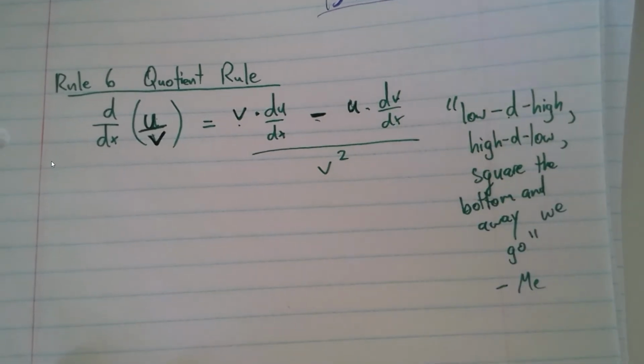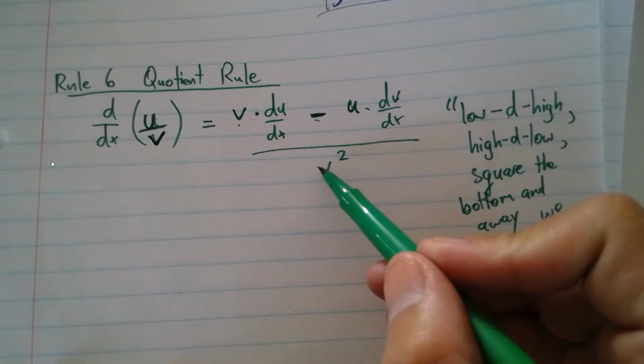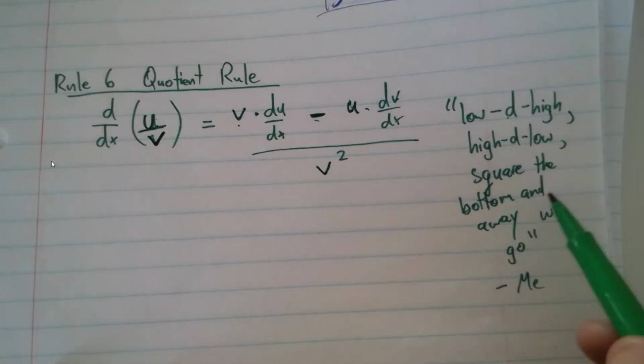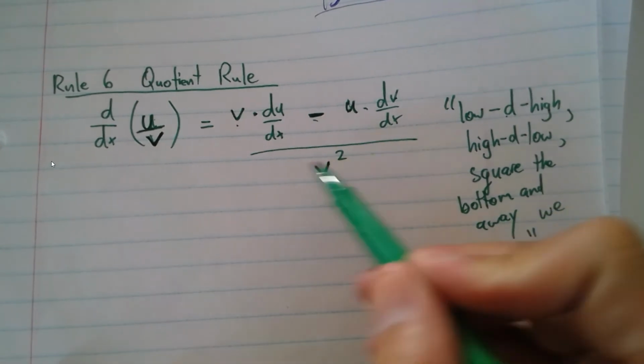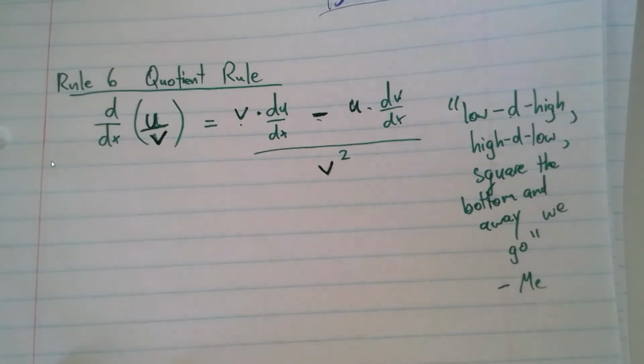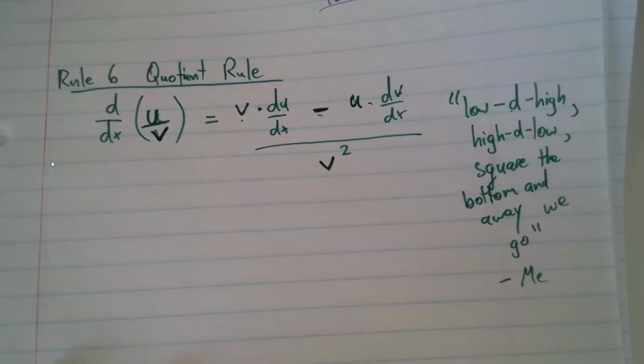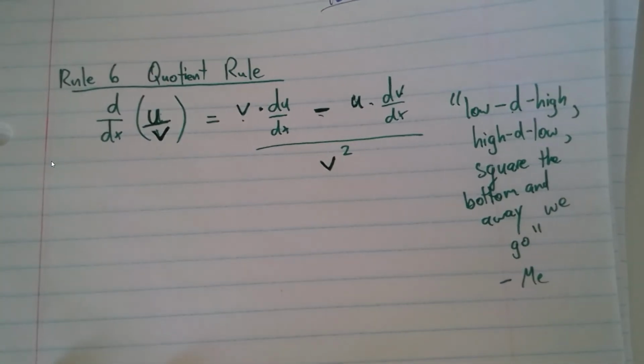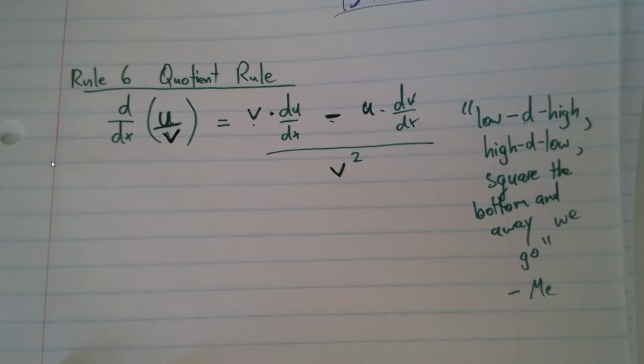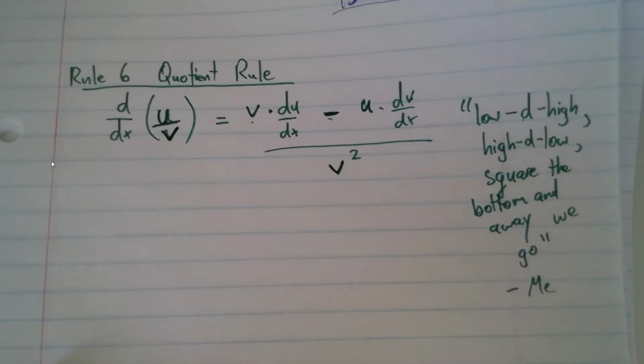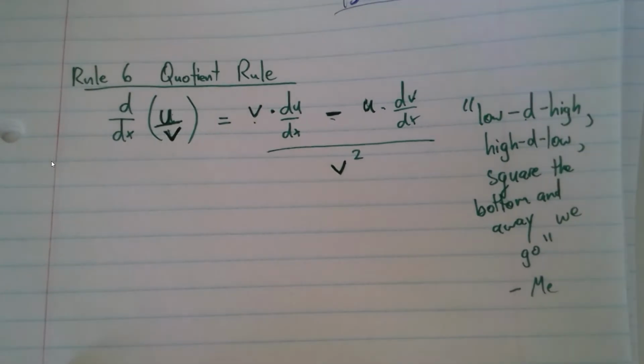And then, of course, you take the v, whoever's on the bottom, and you square him. And away you go. You're finished. You can walk away from the exam feeling a little bit more proud of yourself. And even if you didn't do that well, it's okay. You can still walk away proud that you tried your best because this is a hard class, okay?